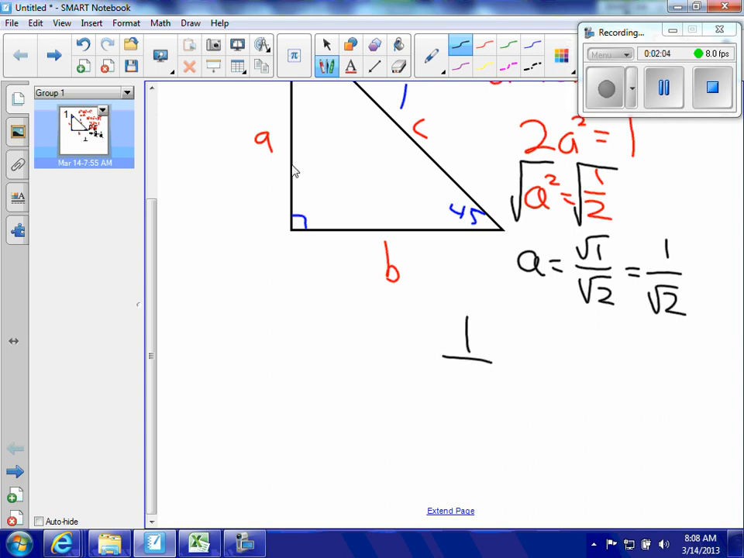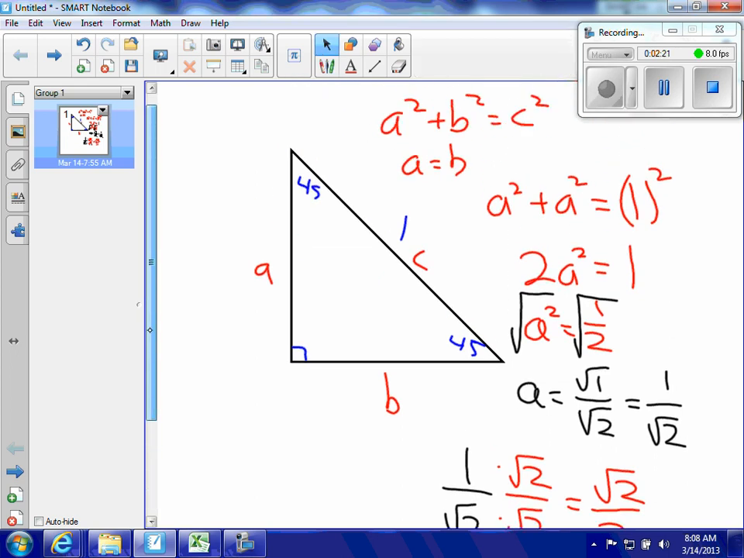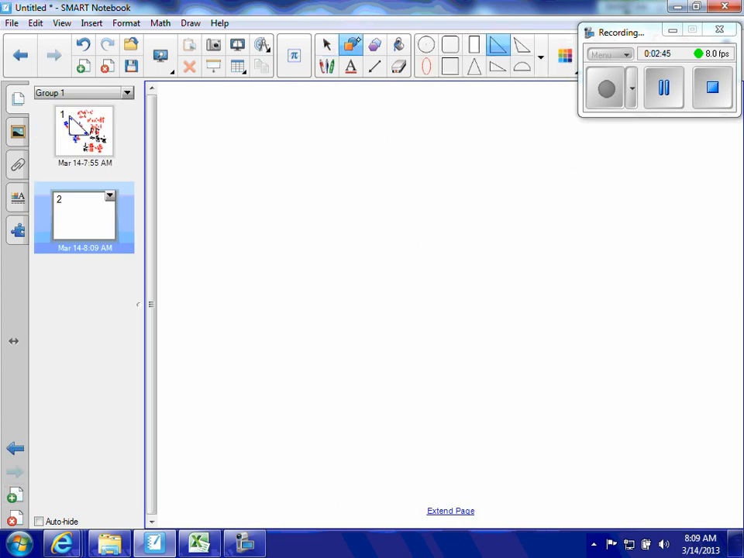So I'll take this 1 over the square root of 2, and to get rid of the radical on the bottom, I'll multiply by the square root of 2 over the square root of 2, and I end up with the square root of 2 over 2. So that is the length of side a, the square root of 2 over 2, and that also means that's the length of side b, the square root of 2 over 2. Are we all right with that? Sure? Okay.